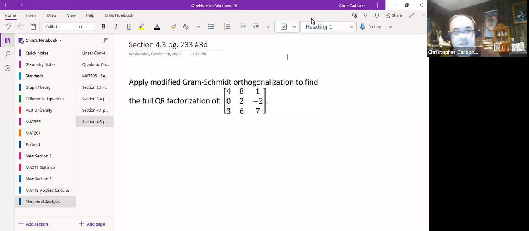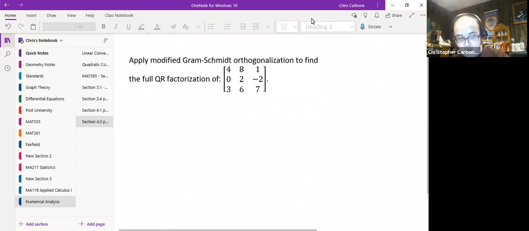In this video, we're going to apply the modified Gram-Schmidt orthogonalization to find the full QR factorization of the matrix 4, 8, 1, 0, 2, -2, 3, 6, 7. Before I begin that, I should note that I'm first going to do the regular QR factorization, so not the full one first. You'll see why once I actually do it.